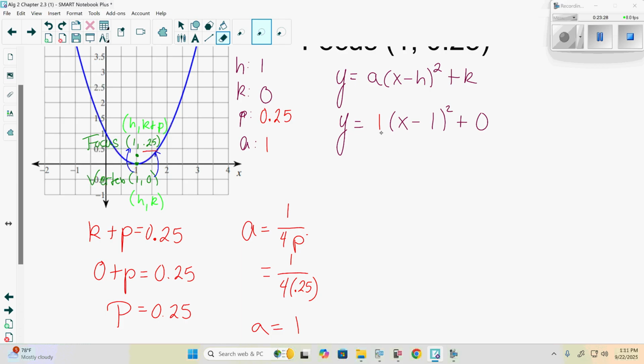Questions on how we found A, H, and K, or how we plugged it in? And if you're wondering, yes, we can write this equation a little bit simpler. What I mean by that is, in front here, our multiplication of 1 does not have to be written, because if there's not a number in front of the parenthesis, it is understood to be a multiplication of 1. Our plus 0 is understood. We don't have to put plus 0.